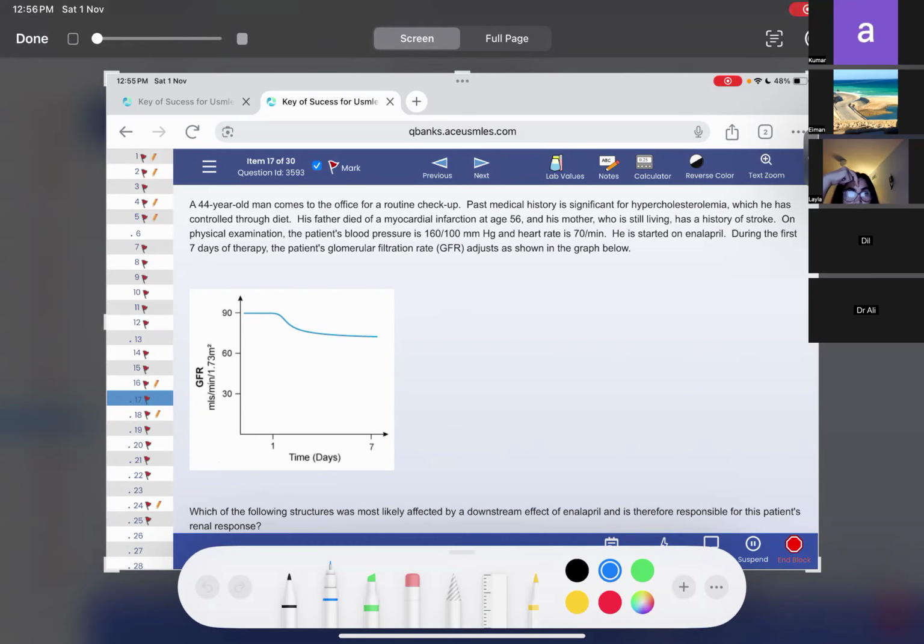Which of the following structures was most likely affected by the downstream effect of enalapril and is therefore responsible for this patient's renal response? So let me draw a nephron here for you. So this is the glomerulus. This is the proximal convoluted tubule.